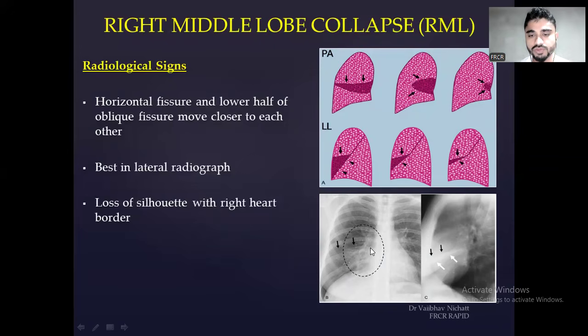On the frontal radiograph, there will be silhouetting of the right heart border. This is the specific sign for the right middle lobe collapse, and on the lateral radiograph you see a triangular opacity. Okay, so it is best seen on the lateral radiograph, and there will be loss of silhouette with the right heart border. This is how you are going to identify right middle lobe collapse.